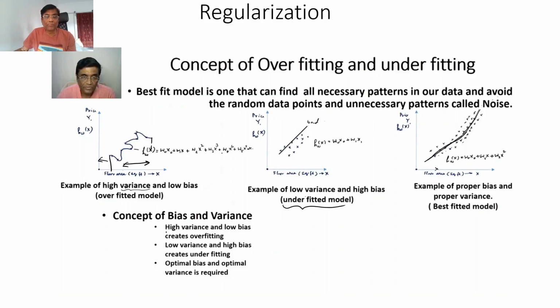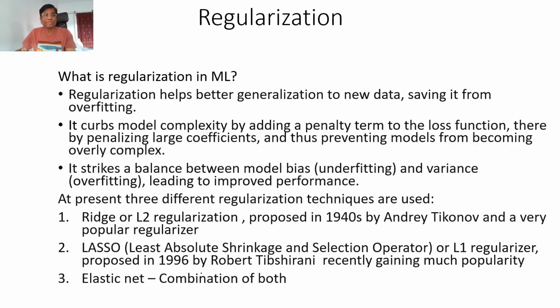So let us try to summarize pictorially what we have discussed so far. We tried to introduce the concept of bias and variance. High variance and low bias creates overfitting. Low variance and high bias creates the underfitting problem, and optimal bias and optimal variance, which is our objective, is going to give you the best fitted model which will be able to predict. So what is regularization then? We will achieve this through regularization.